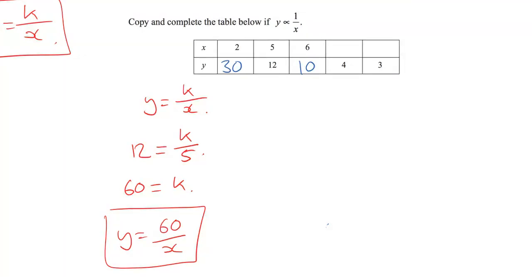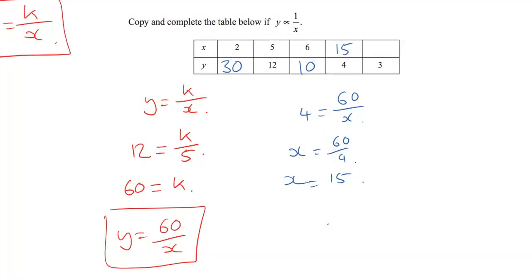We're given the y and have to find the x. So we know, for example, that y is 4. So 4 is equal to 60 over x. We're going to need to solve this equation in order to help us. So we could think about multiplying both sides by x and dividing both sides by 4. x is going to be 60 over 4, which is 15.